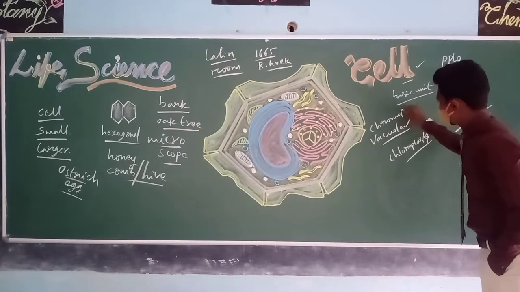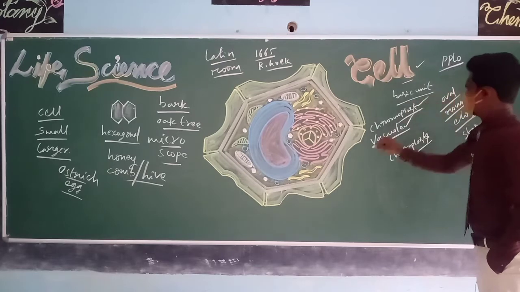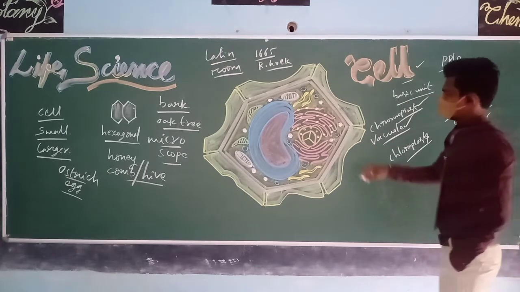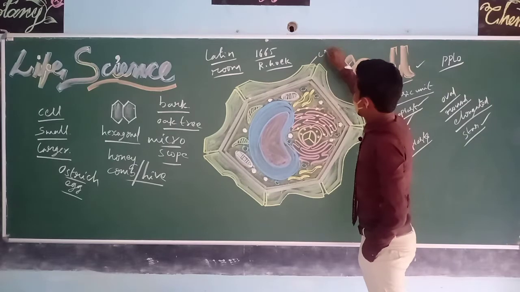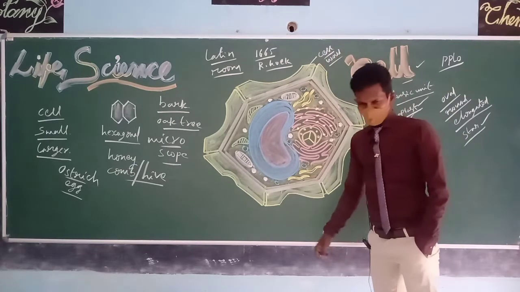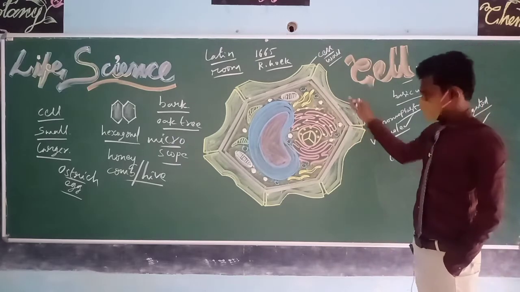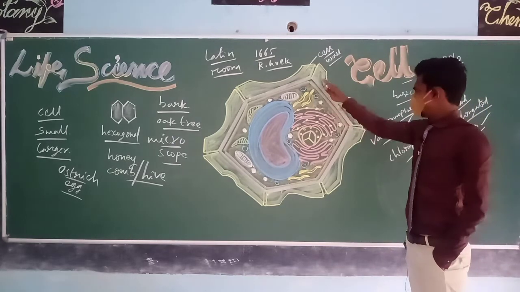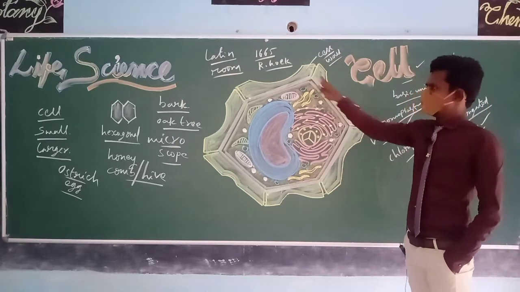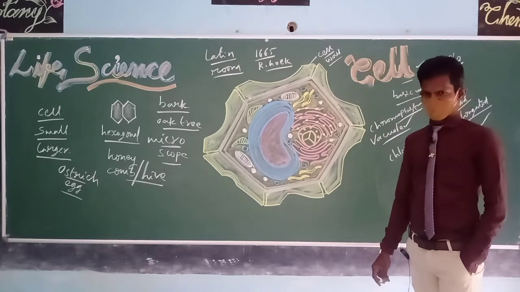Then coming to the next one, chromoplasts also we could observe. These are also absent in our animal cell. Then finally, a cell wall also we could observe in the plant cell, but in our animal cell this cell wall is absent. And plant cells mostly have hexagonal structures.